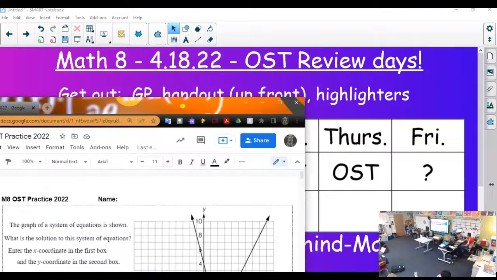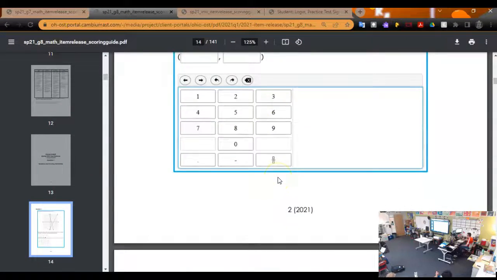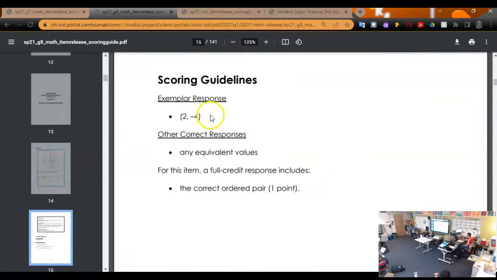Let me move this over separately. So the answer key is a giant PDF document that gives you examples of things that would get 1 point or half a point or whatever. So I think what we could all figure out for the first question here is that the intersection of those two functions is at (2, -4). I find it kind of funny in the Math 8 test that they tell you enter the X coordinate in the first box, enter the Y coordinate in the second. That feels a little redundant.